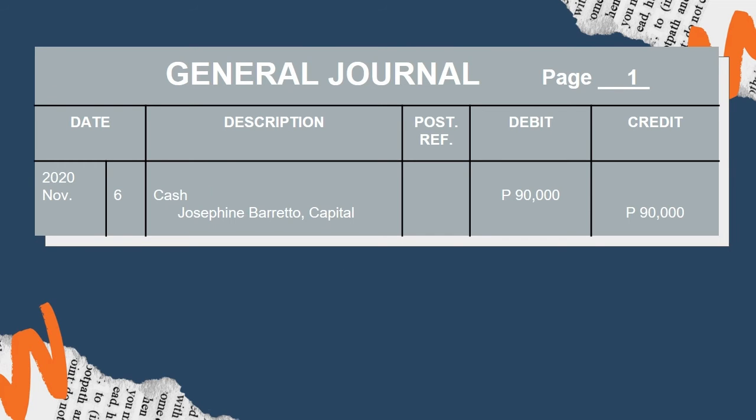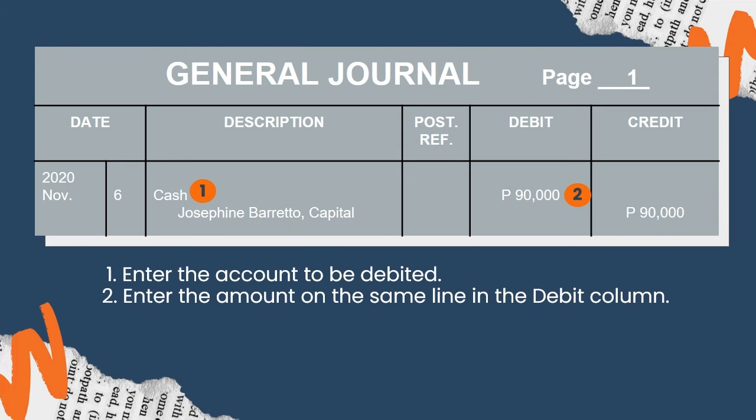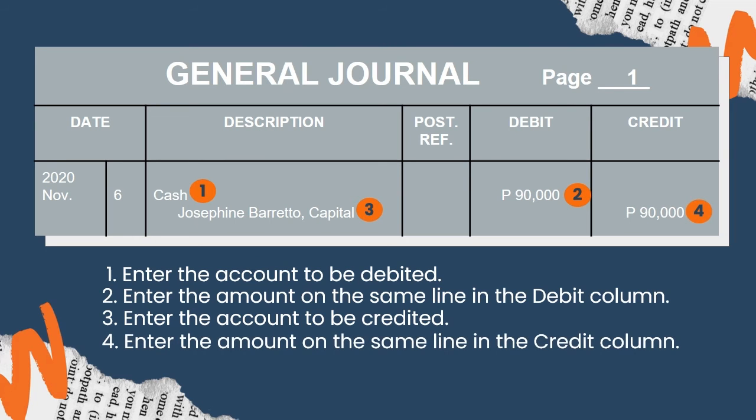So first, enter the account to be debited. So for example here, the cash. Next, enter the amount on the same line in the debit column, which is 90,000 pesos, and enter the account to be credited, which is Josephine Barreto, capital, slightly indented, and under the credit column, it is 90,000 pesos. So, the debit and credit should balance.